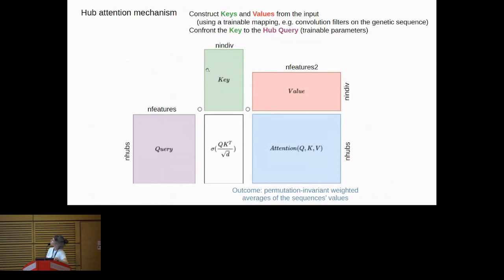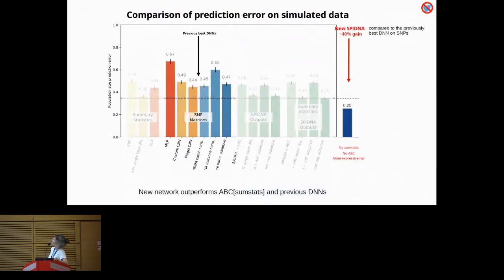Briefly, the way it works is that for individuals, you compute keys and values through a trainable mapping from the sequence to this key and value, for example with a convolution filter. And then the hub is asking for specific patterns through the query, and the query is also a vector of trainable parameters. Okay, so applying that on the same setup as before, by using this and some small variations that I don't have time to explain, you have a gain of 40% compared to the previous deep neural network.